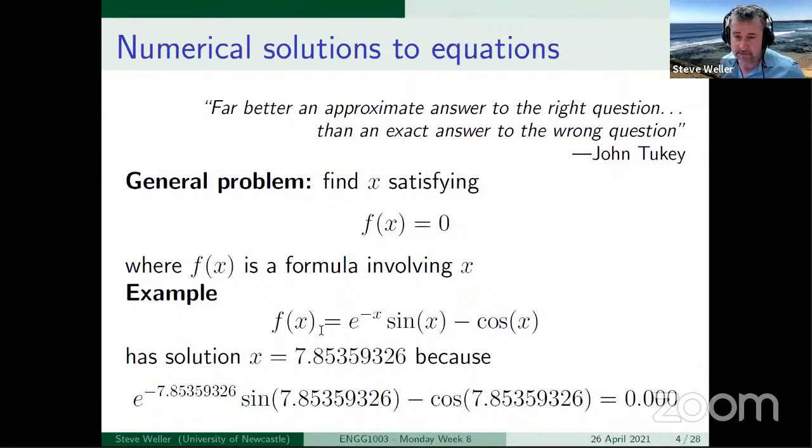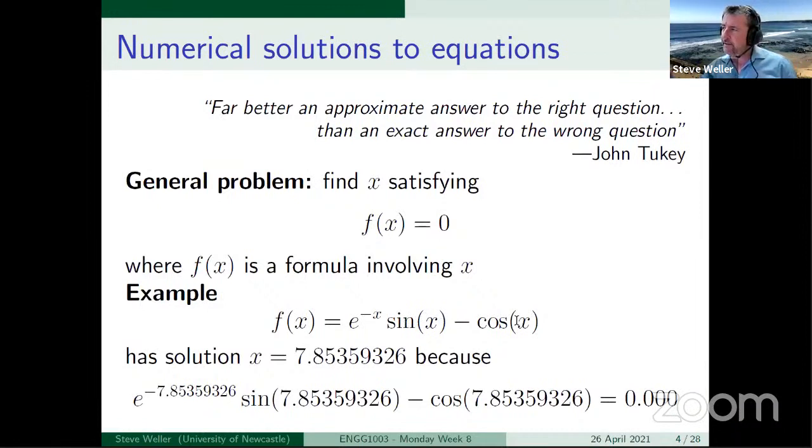Here's a simple example of a slightly complicated formula involving x. It's this one towards the bottom of the screen. f(x) is equal to e to the minus x times sine of x minus cos of x. That's the type of equation that we're going to be interested in solving in today's lecture. So what do I mean by a solution? What does it mean to find a solution to f(x) equal to 0 when f(x) takes this form, e to the minus x times sine x minus cos x?